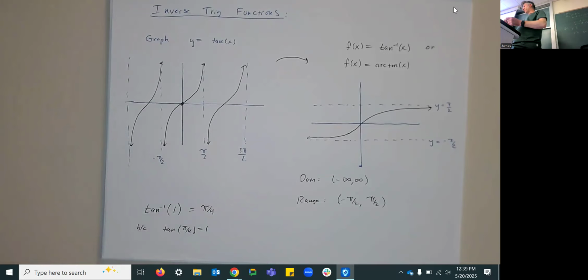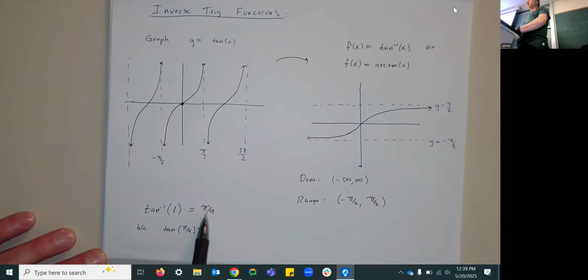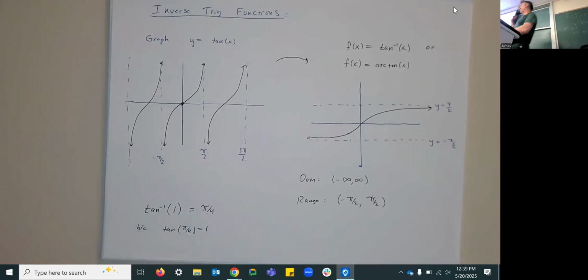I just want to be extra super clear here. When we talk about this, there are lots of other angles you can take tangent of and get 1. Like if you go a whole period away, 5 pi over 4, tangent of 5 pi over 4 is also 1. Or 9 pi over 4, or 13 pi over 4, or pi over 4 plus any multiple of pi, that's going to give you tangent of 1. But this is the only angle we say the inverse tangent of 1 is equal to, because we want the inverse tangent to be a function. To be a function, each input has to have only one output.